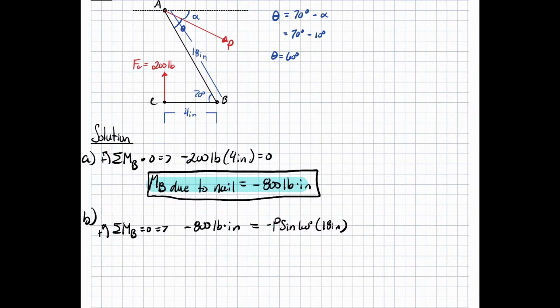Okay, so now I need to solve for P. I get force P to be negative 800 pound-inches, all divided by negative 18. I'm going to rewrite this, 18 sine of 60. I just moved that 18 in front. I get force P to be 51.3 pounds.